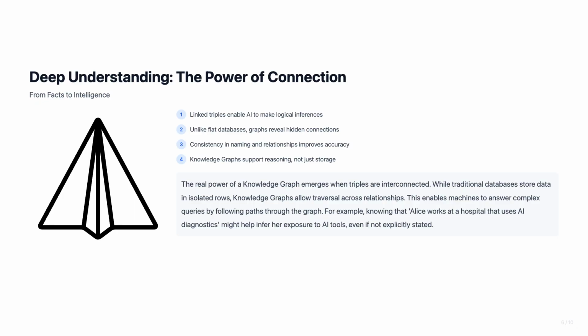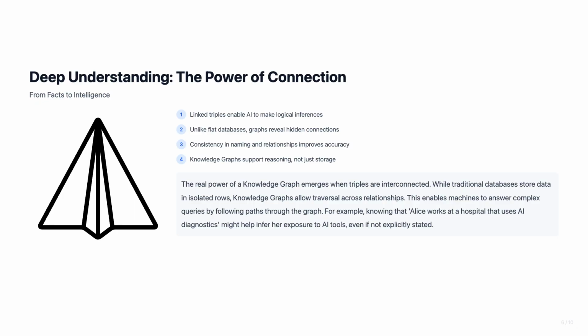Even if no one told the system that Marie Curie is linked to medicine, it can still make the logical connection. This is called inference, the ability to derive new knowledge from existing facts. Traditional databases can't do this well because they store data in flat tables, but a knowledge graph creates a network where each fact is a stepping stone to another.